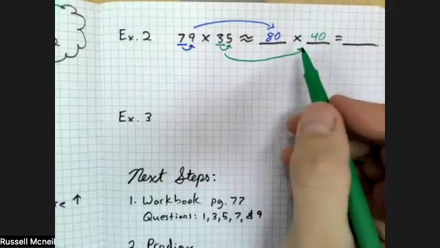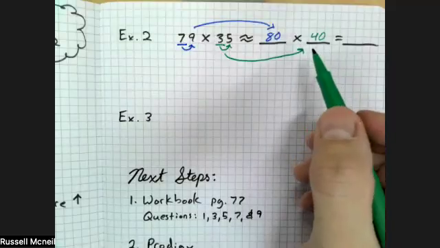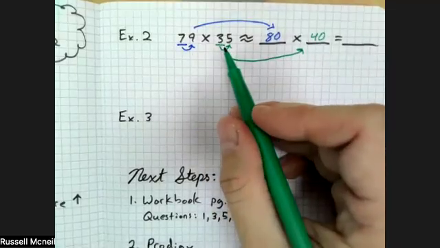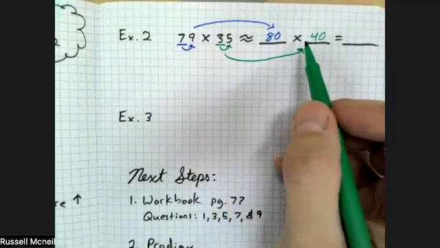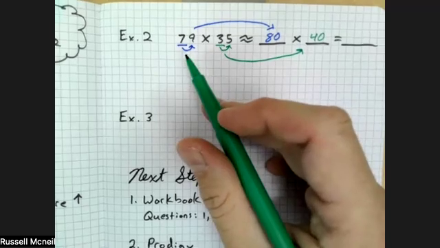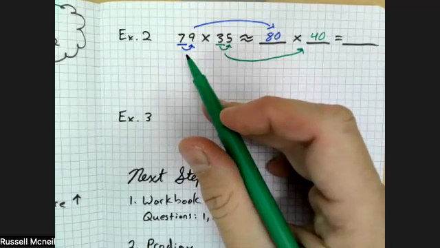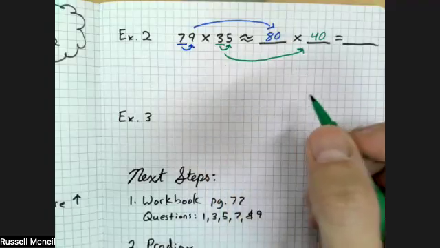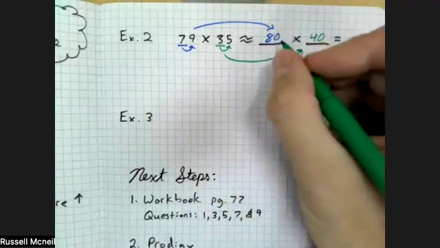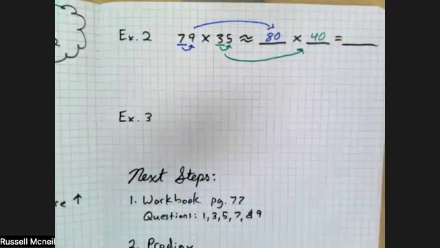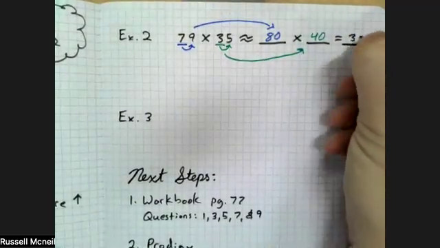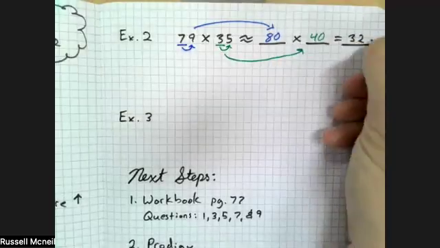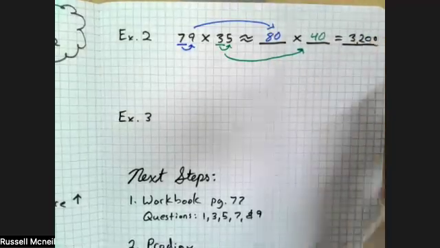Whatever our answer is here is going to be greater than the actual answer. When we round both of them up, the answer is going to be greater. If we rounded both of them down, the answer would be too small. If one goes up and one goes down, that usually puts us pretty close to the answer. So let's see, 8 times 4, we know this one, 32. We have 2 zeros, so 3,200 is our answer.